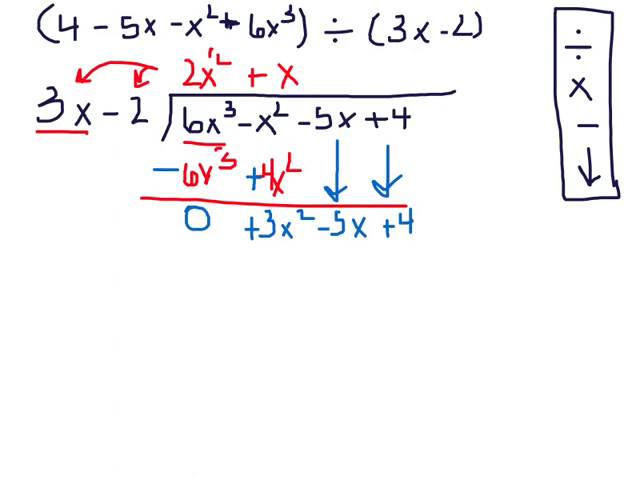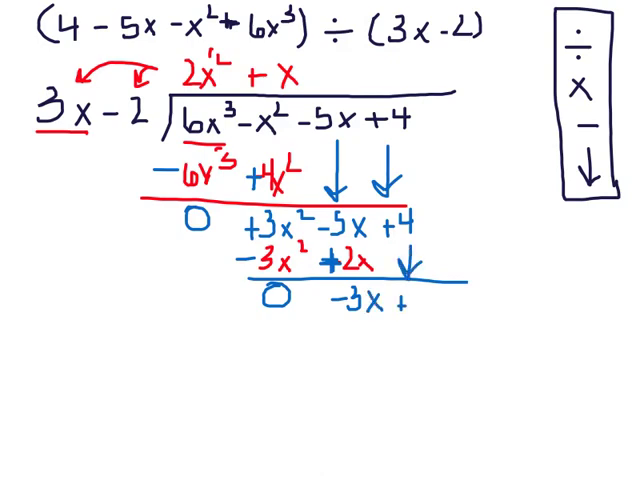After we get that x, let's multiply again. x times 3x is 3x squared. And x times negative 2 is negative 2x. We're going to go through, change each one's sign, and perform the operation. When you change the sign, that's really subtraction. So we get 3x squared minus 3x squared should be 0. Negative 5x plus 2x is negative 3x. And let's bring down that 4.